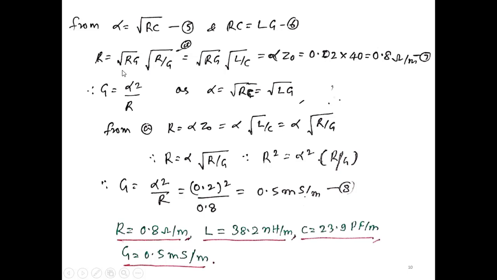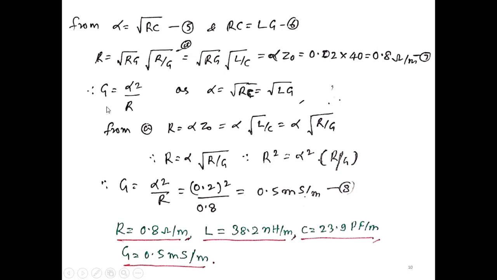From alpha is equal to under root of RG, and RC is equal to LG, we get R is equal to under root of RG into under root of R by G, which is under root of RG into under root of L by C. This becomes alpha into Z0. Therefore, if you substitute, we get 0.8 ohm per meter.